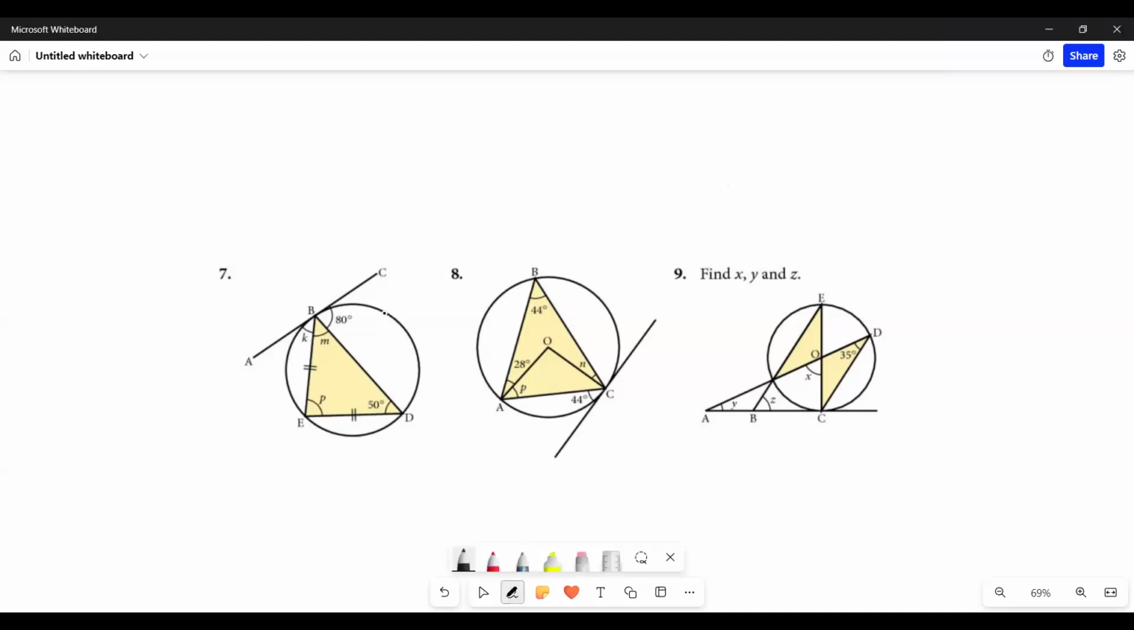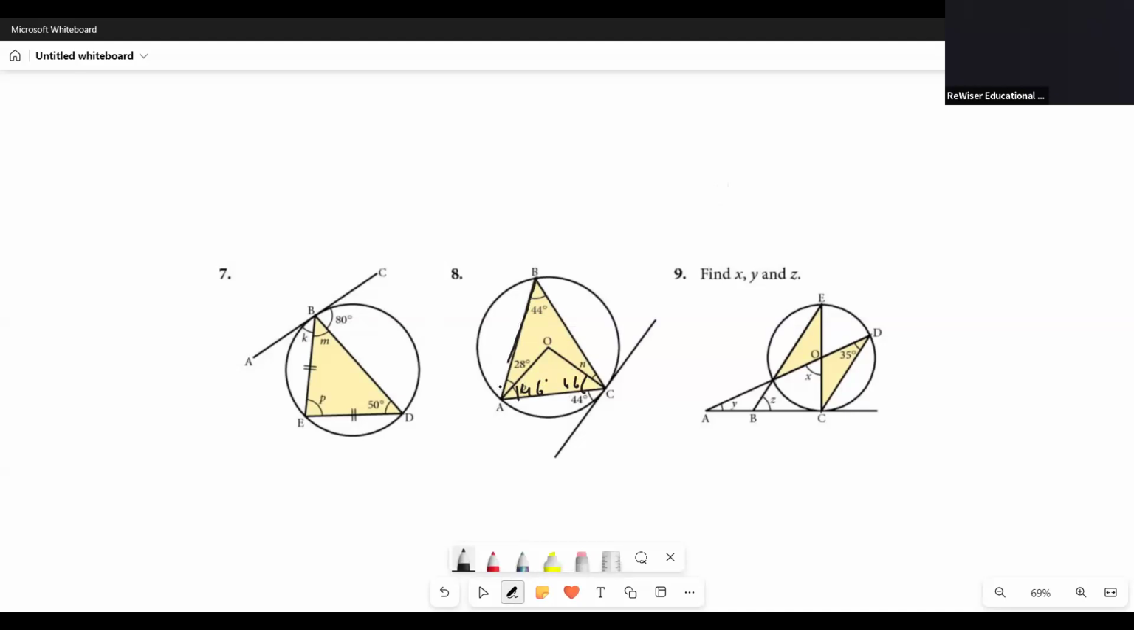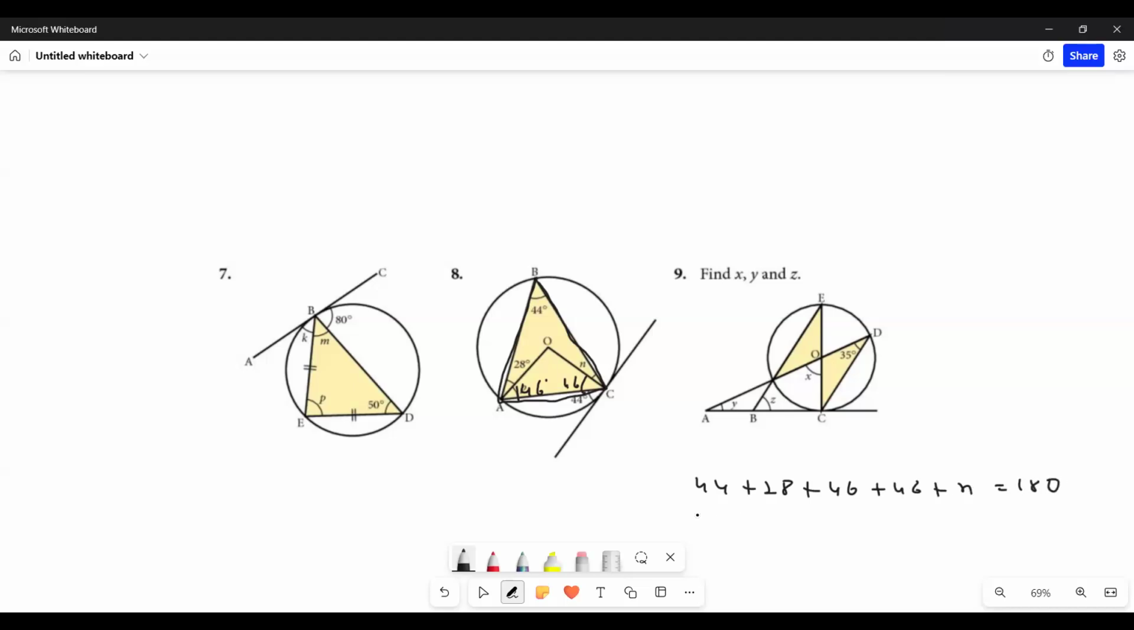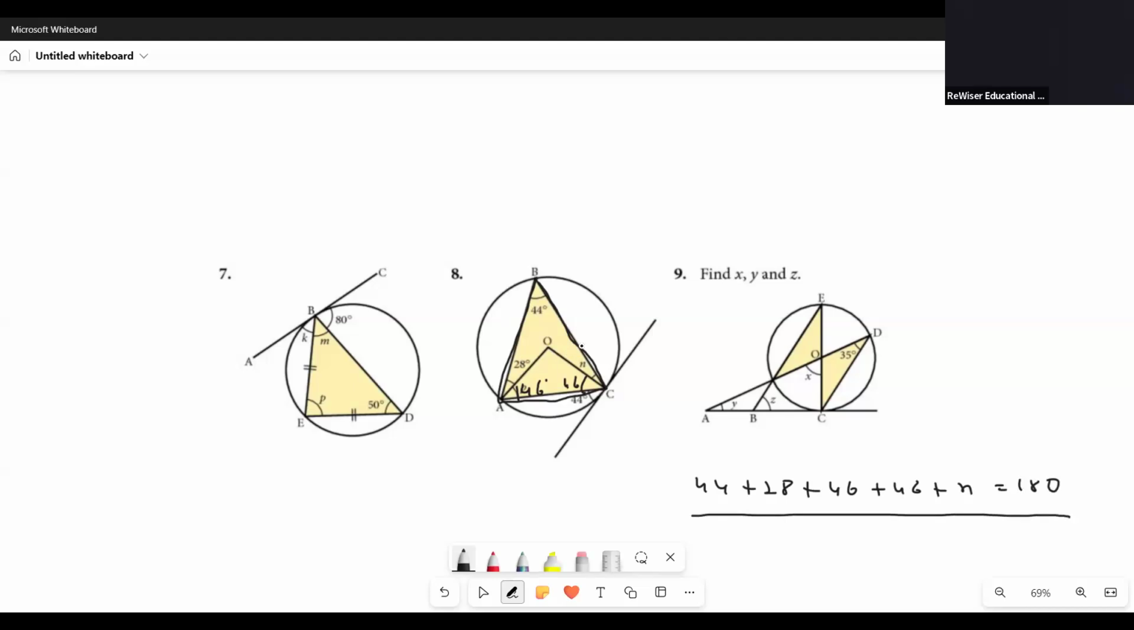So, Levin, you said P is 46, right? Yes. So if I talk about this triangle, can't I say 44 plus 28 plus 46 plus N must be equal to 180? Yes. So I can easily get N, right? Yes. Okay. Go for 9.